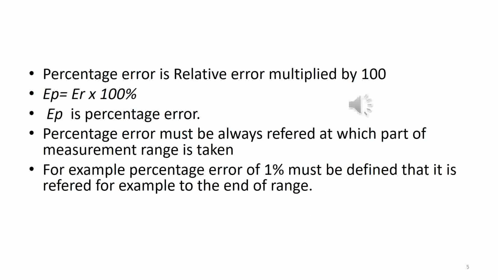Percentage error is relative error multiplied by 100. EP equals ER multiplied by 100. EP is percentage error. Percentage error must always be referred to which part of the measurement range is taken. For example, a percentage error of 1% must be defined as referred, for example, to the end of range.